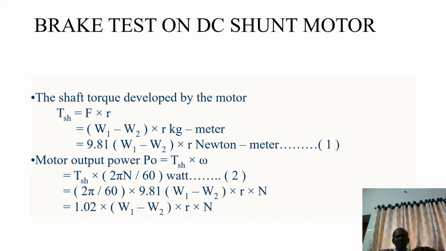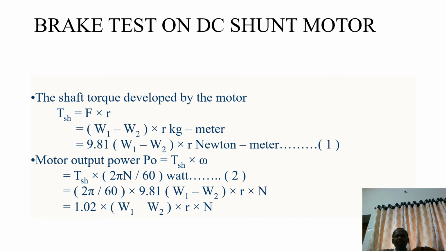Separate these terms: 2π by 60 into 9.81, (W1 minus W2) into R into N, where N is the speed, which is equivalent to 1.02 into (W1 minus W2) into R into N. This is the equation for the output. Output power is equal to 1.02 into (W1 minus W2) into R into N.